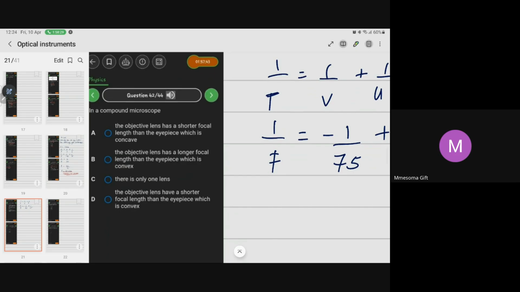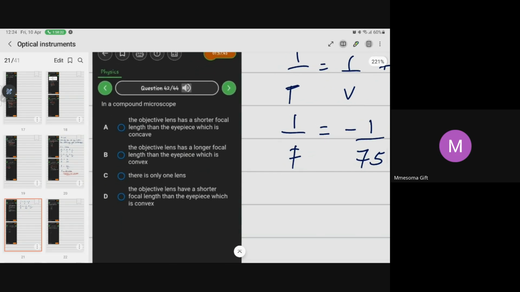So the next one, in a compound microscope, the objective lens has a shorter focal length than the eyepiece, which is concave. The objective lens has a longer focal length than the eyepiece, which is convex. The objective lens has a shorter focal length than the eyepiece, which is convex. For a compound microscope, what happens there? The objective lens has a shorter focal length than the eyepiece, which is convex. Both of them are convex lenses now.